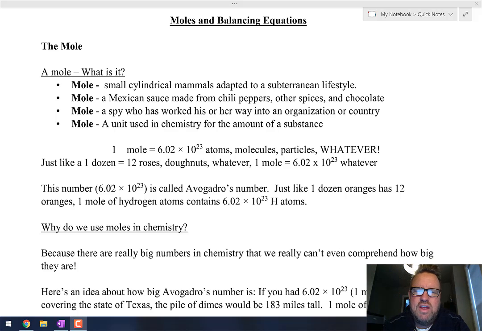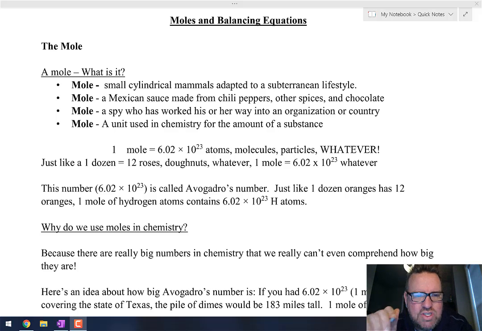So one of the things that we use a lot in chemistry is a term called the mole. Okay, and you've probably heard that word before. You might think it's that little animal that lives in the ground. There's actually a different pronunciation, mole, which is a Mexican sauce made with sometimes chocolate and chili peppers. It's super good if you've ever had it. Sometimes you use the term mole when you're talking about a spy who's worked their way into a country or a different company or something like that.